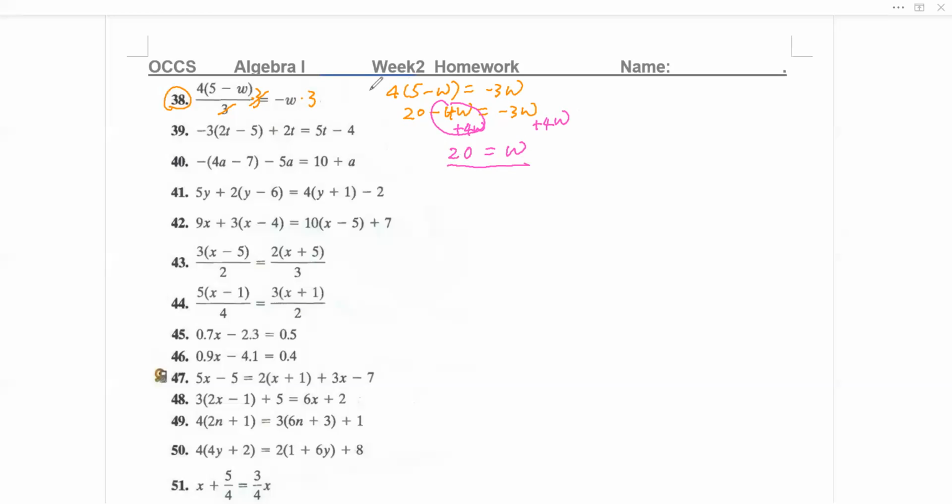How many steps did we do? 1, 2, 3, right? We only need 3 steps to get the final solution. You can see this one, you can rewrite and say W equals 20.